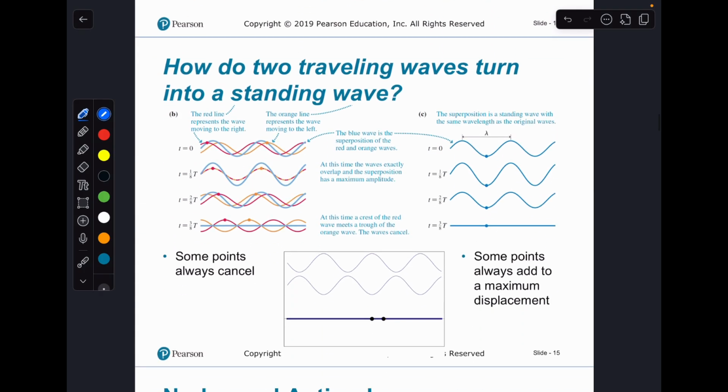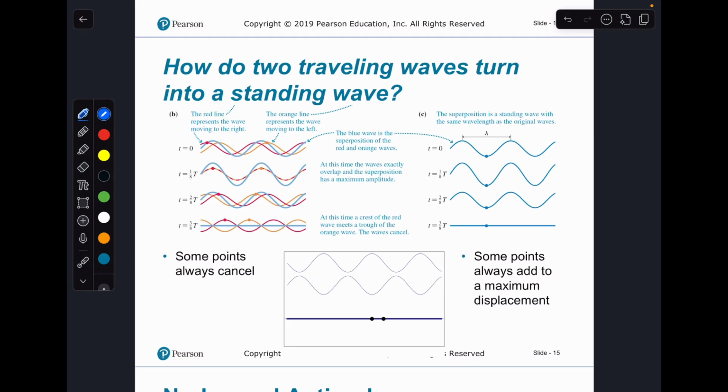So how do we turn two traveling waves into a standing wave? Well, there are certain conditions between the two waves that will create a standing wave, and we'll talk about those conditions. If those conditions are met, you get a standing wave. And the way you can see that is by looking at the time dependence of the wave that is moving to the left and the time dependence of the wave that's moving to the right, and looking at the sum of those two.